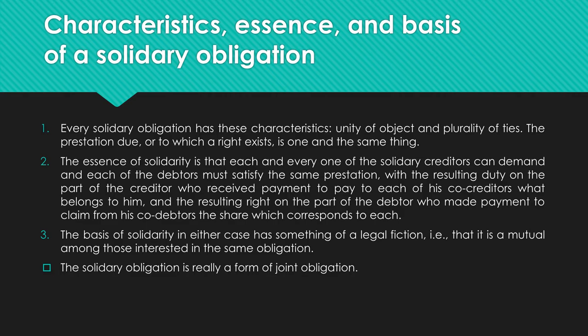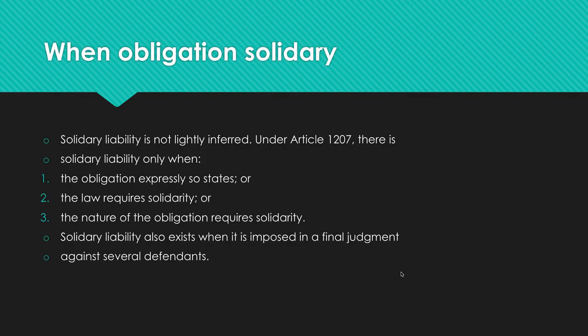That it is a mutual agency among those interested in the same obligation. The solidary obligation is really a form of joint obligation. So, when an obligation is solidary is not lightly inferred. Under Article 1207, there is solidary liability when 1. The obligation expressly states so, and the law requires solidarity. The nature of the obligation requires solidarity. Solidary liability also exists when it is imposed in a final judgment, meaning yung court ang nag-decide, and against several defendants. That is solidary obligation. So these are the only instances where there will be a solidary obligation.